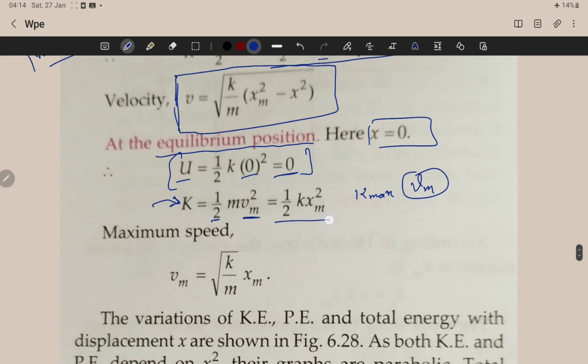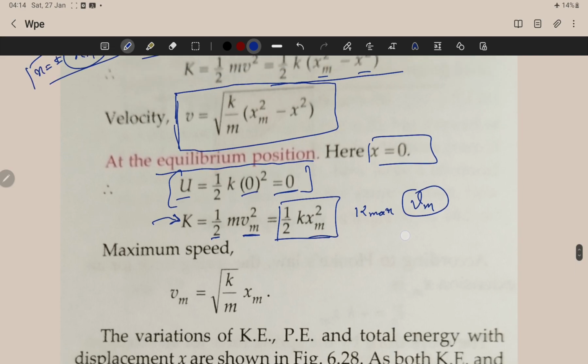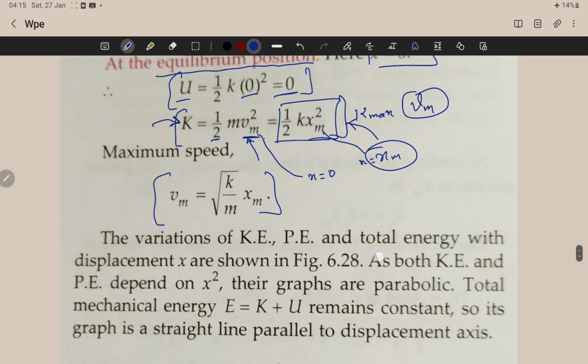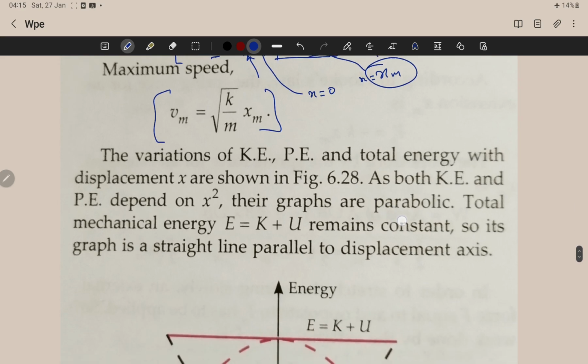And we know the total energy is half k xm square. So we can equate this with this half k xm square. Or either in this equation also, if you put x is equal to 0 to find the maximum velocity, you also get this maximum velocity as under root k by m times xm. And also you can equate the energy at the extreme position to the energy at x is equal to 0. So here we are equating energy. This is the energy at equilibrium, x equals 0, and this is the energy at x is equal to xm, the extreme position. So from here we got the maximum speed. It comes out as under root k by m times xm.